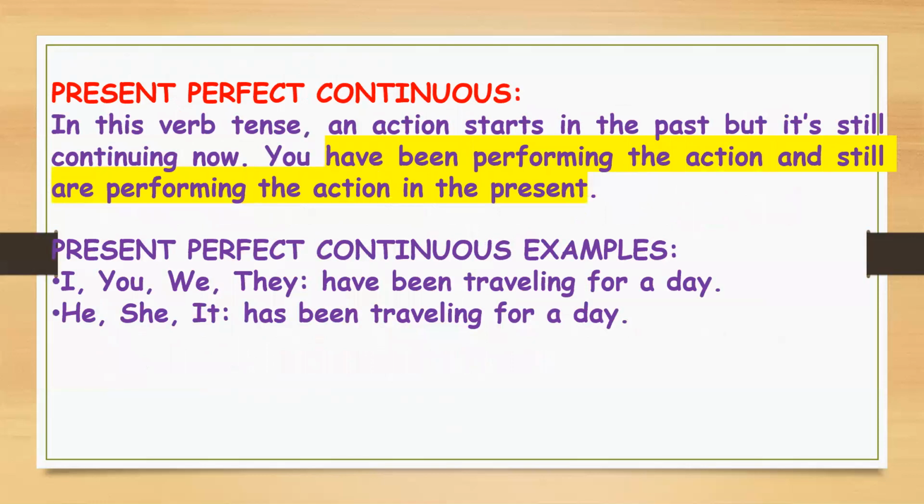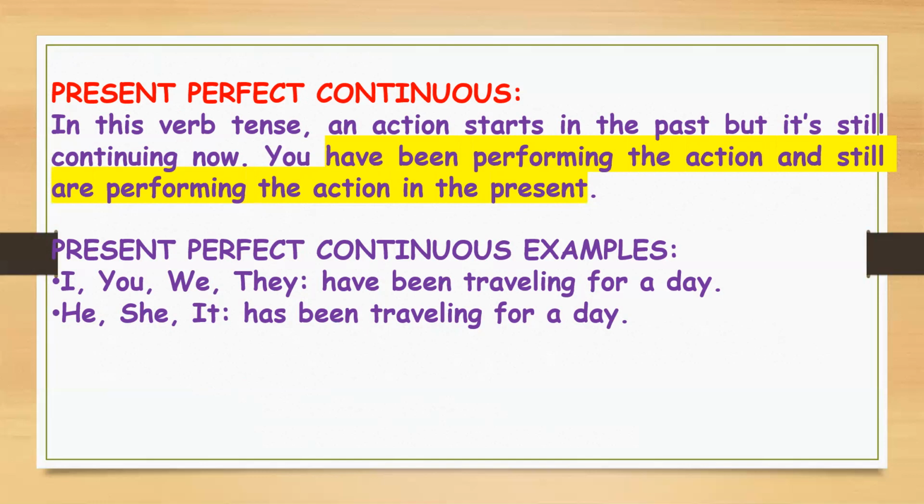Then moving ahead with present perfect continuous, the action that you have been performing. So have been and has been will be used. So you have to use the verbs have been and has been plus ing. So this is a solid formula for present perfect continuous. Have been performing the action and still are performing the action in the present. For example, they have been traveling for a day and it is not complete. They are still traveling.